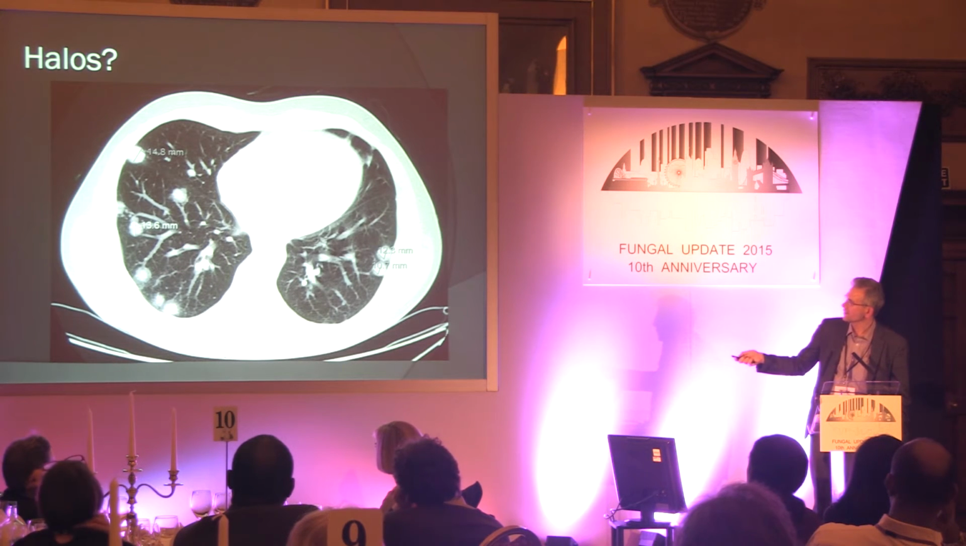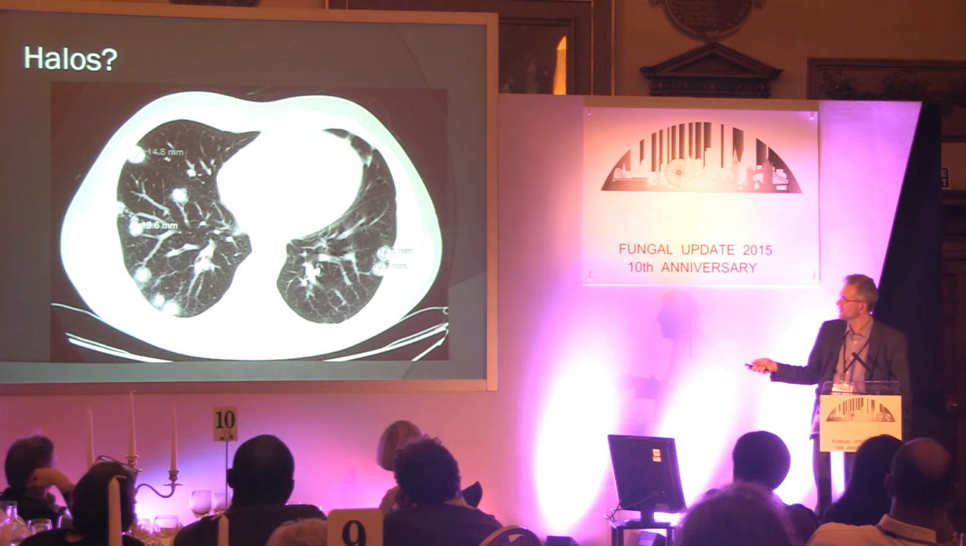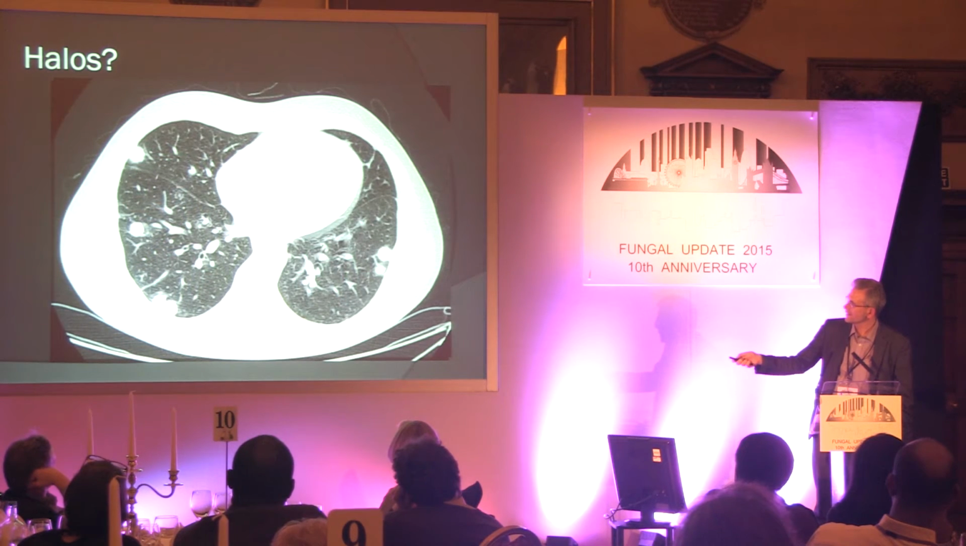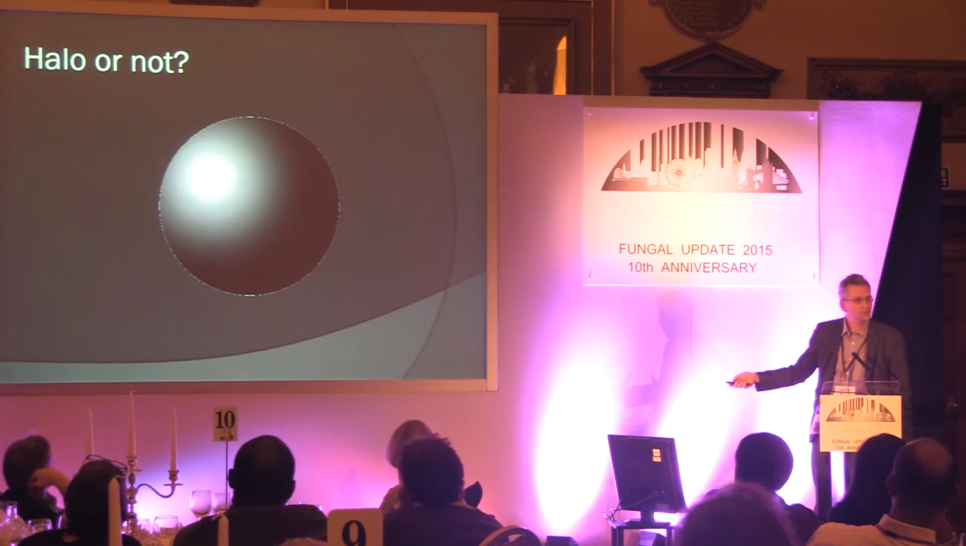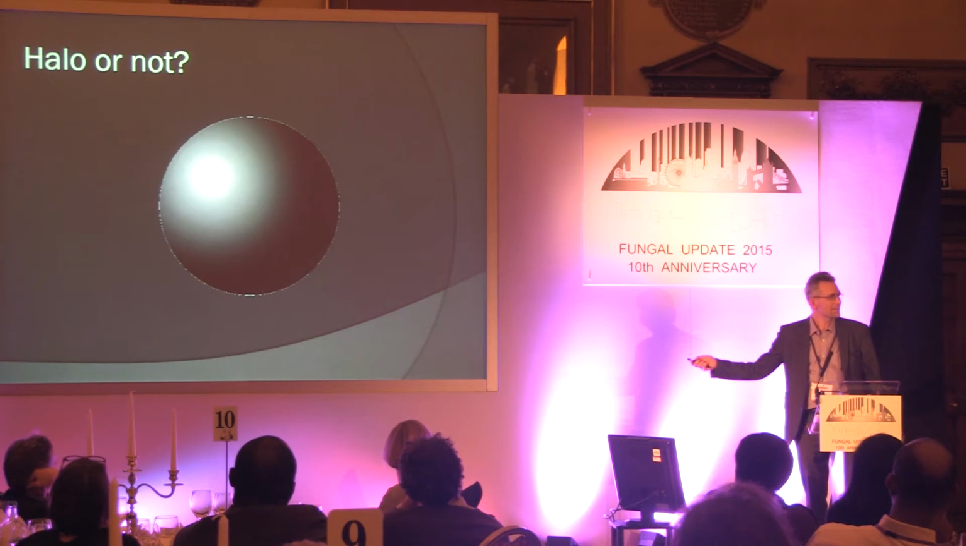Here's another thing about halos: the thickness of the slice. Someone's already alluded to that, which is very worthwhile. This slide's all about that. All these nodules look like they have little indistinct halos around them. Get a thinner slice, and you actually get a much better idea that these are all well-defined nodules. The fact that the EORTC criteria says plus or minus halo means this is irrelevant anyway.